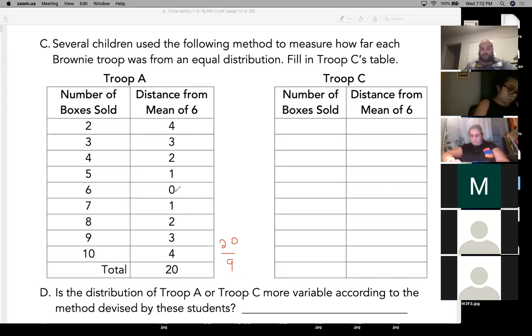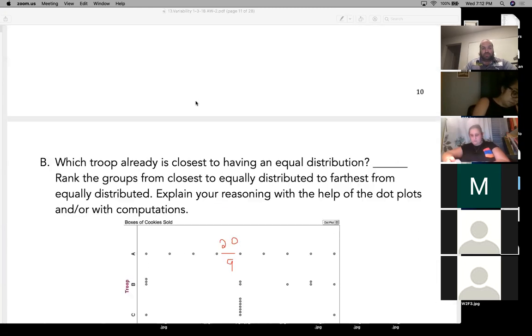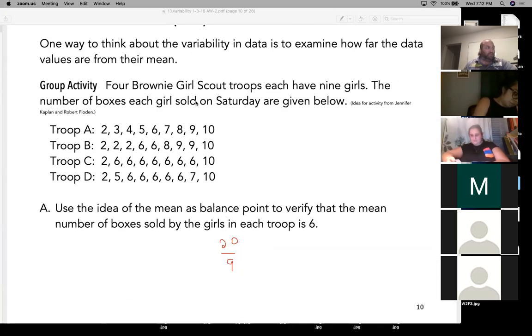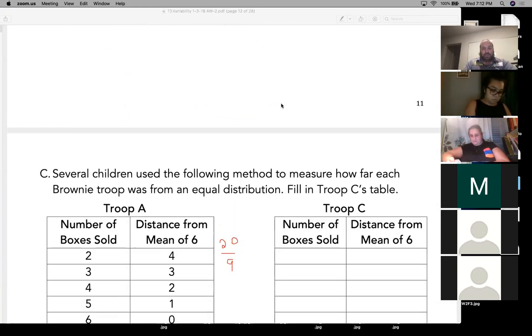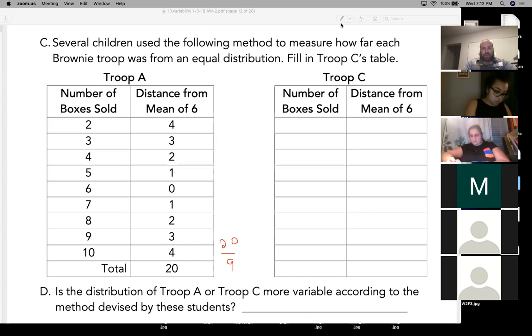Okay, let's do the same thing for troop C. I'm going to keep the 20 over 9 for a second. Let's look at troop C. And we see for troop C that we have a 2, then seven 6s, followed by a 10. So when I go back up and do this again, what we have is 2, 6, 6, 6, 6, 6, 6, 6, and a 10.